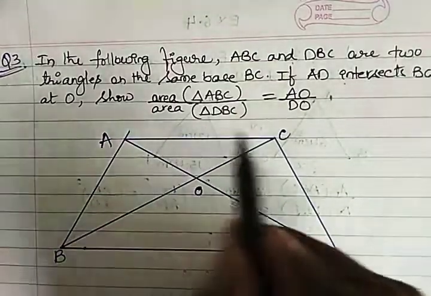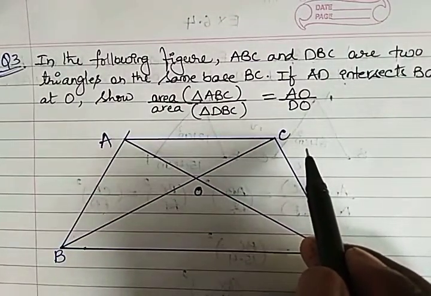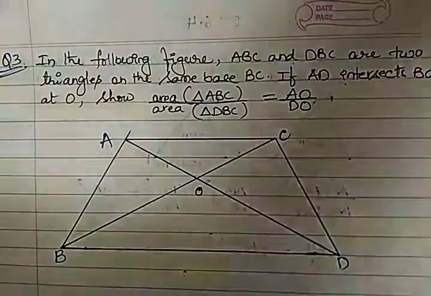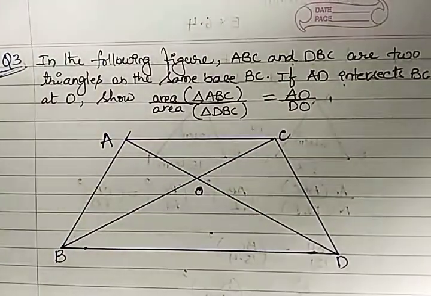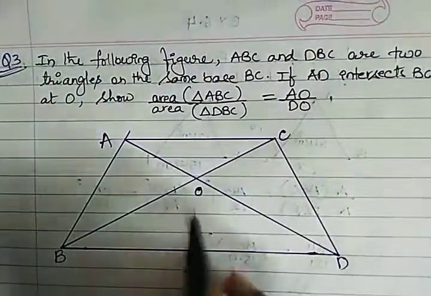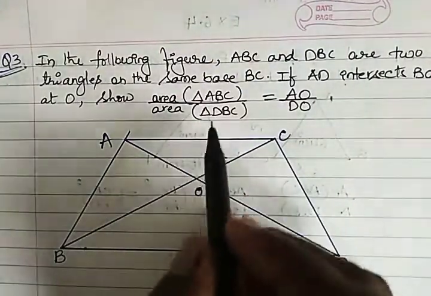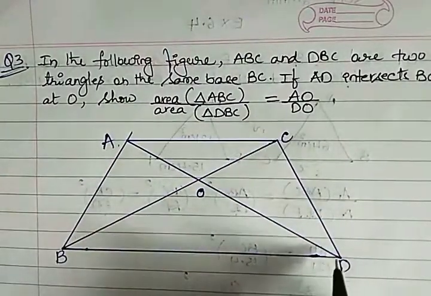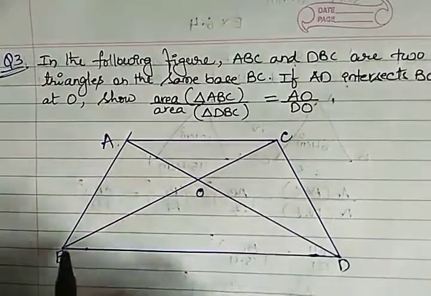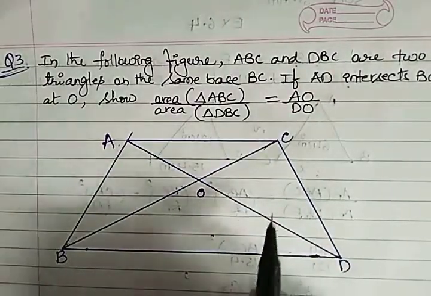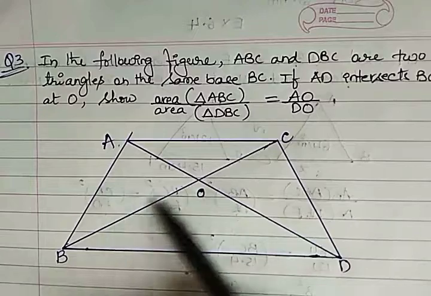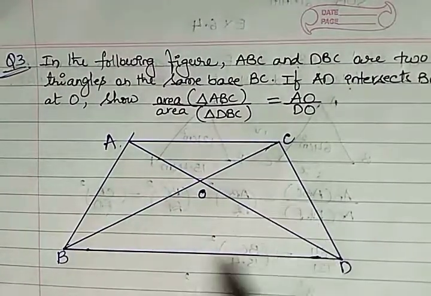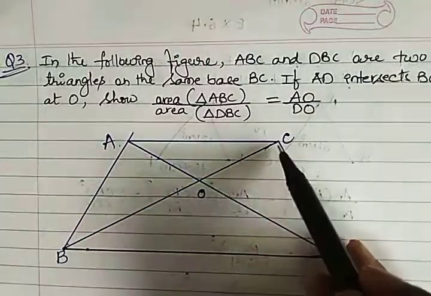Question number 3. In the following figure, ABC and DBC are two triangles on the same base BC. When you look at this figure, which is given in the textbook, immediately you may think that this is a trapezium. But there is no such thing mentioned here. What is mentioned? ABC and DBC. These are the two triangles on the same base. That means this entire portion ABC, and this portion DBC. These two triangles are on the same base BC.